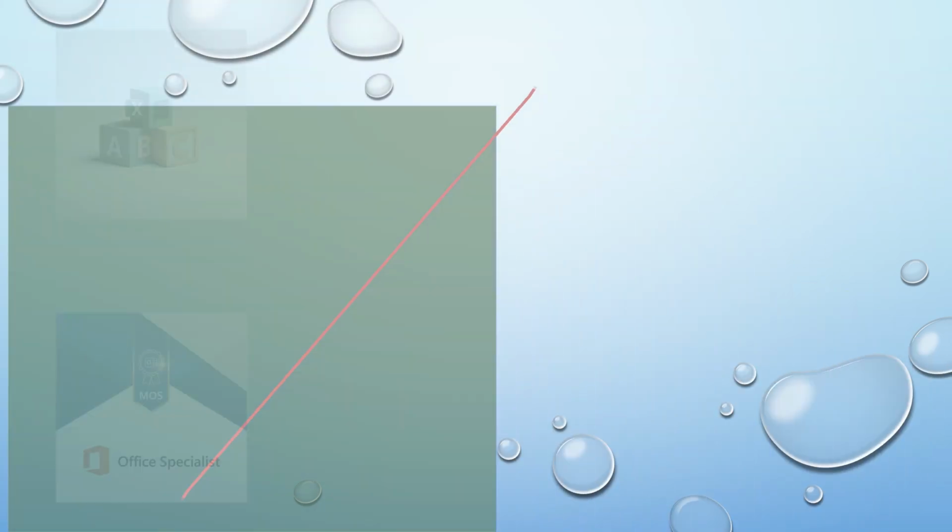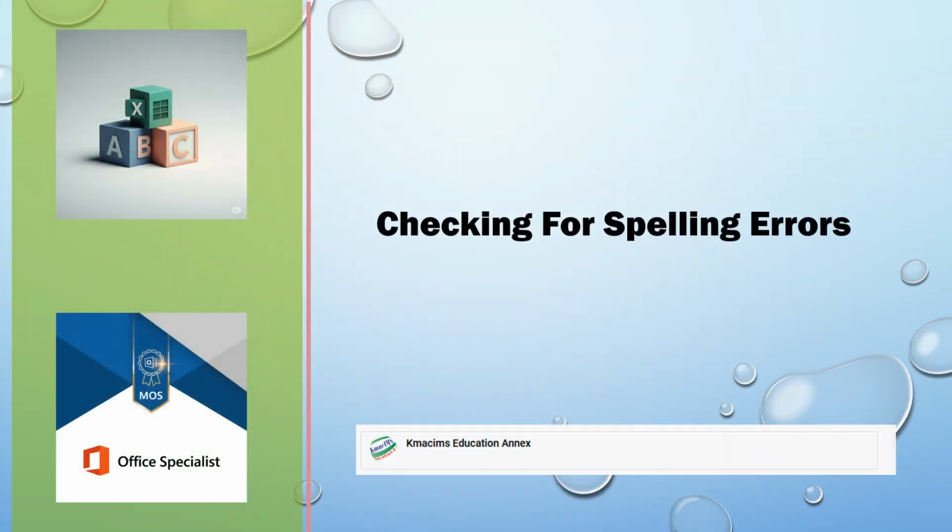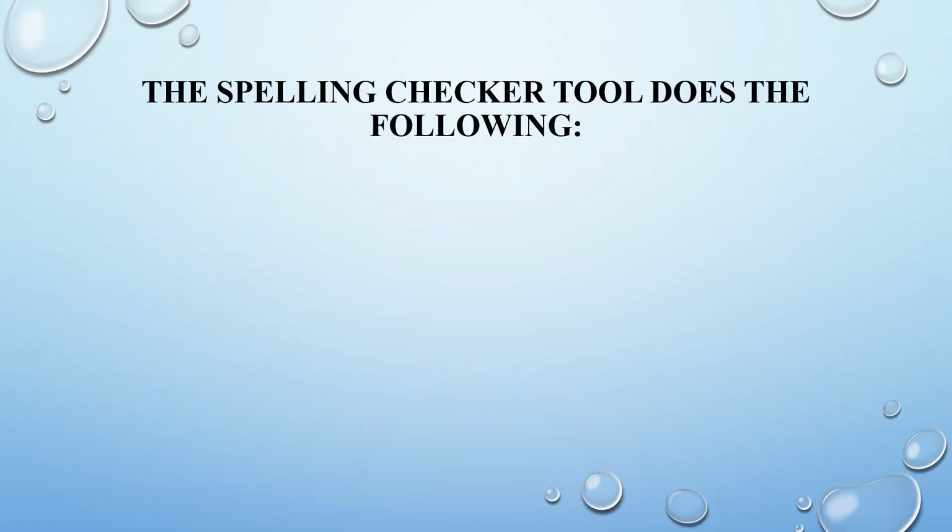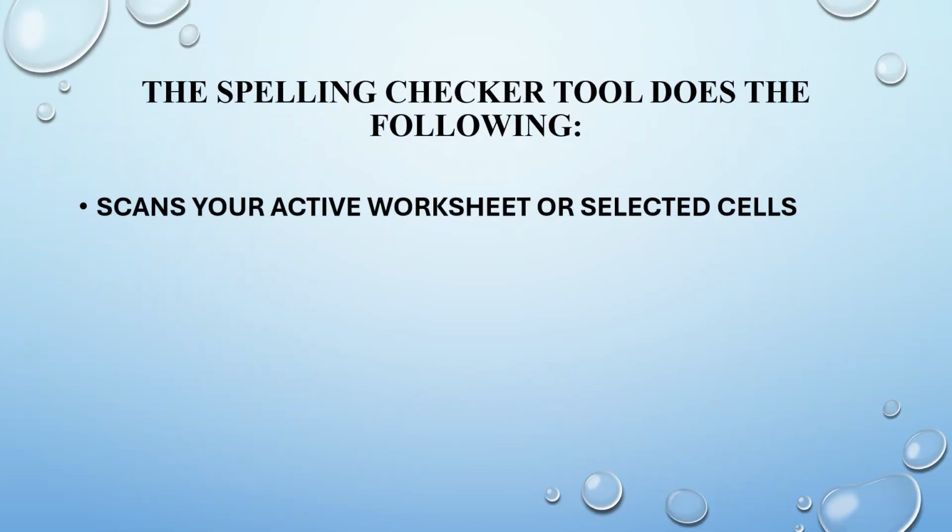Using Excel's spelling checker is a vital habit for maintaining top-notch professionalism in all your spreadsheet work. The spelling checker is a tool that, 1. Scans your active worksheet or selected cells and looks for words that do not match its built-in dictionaries.